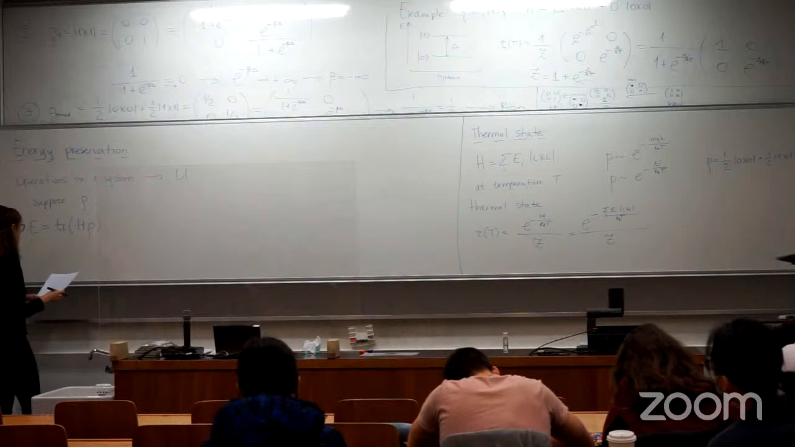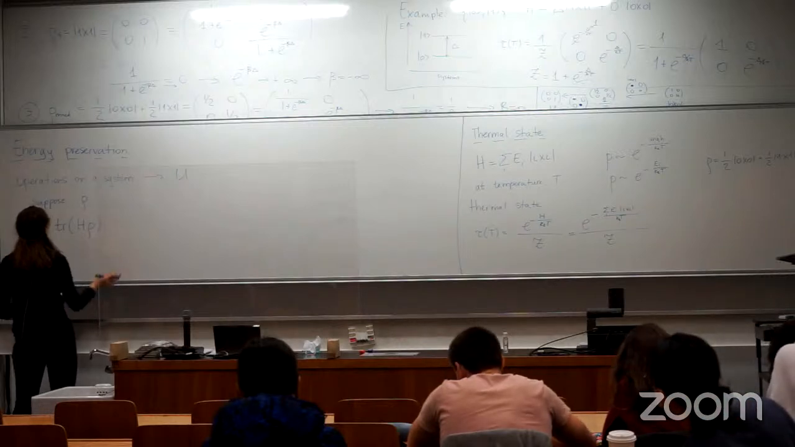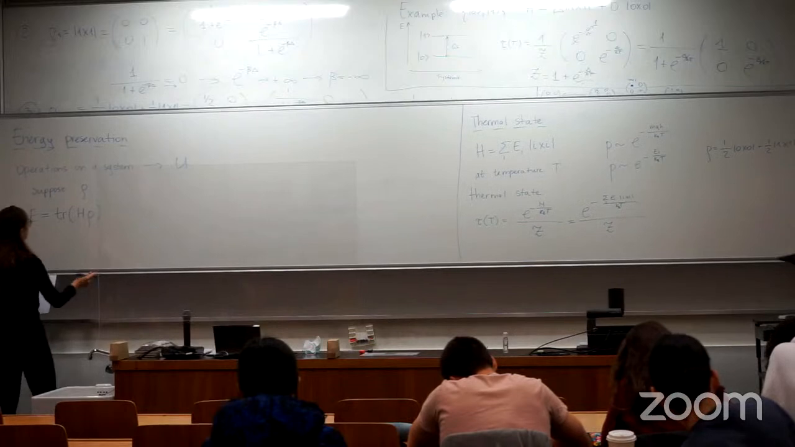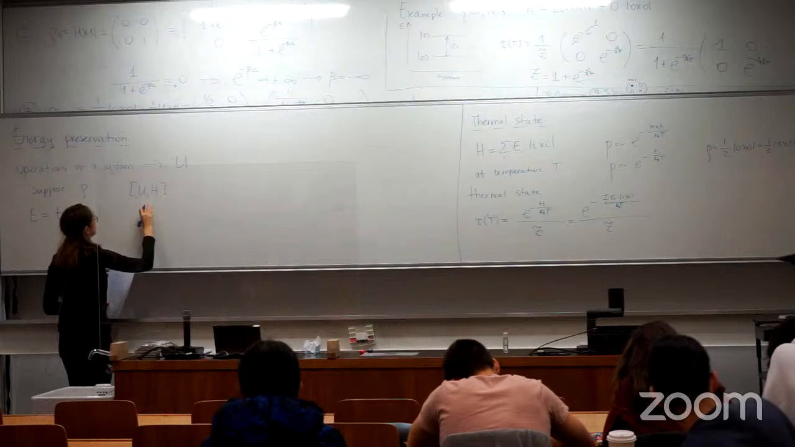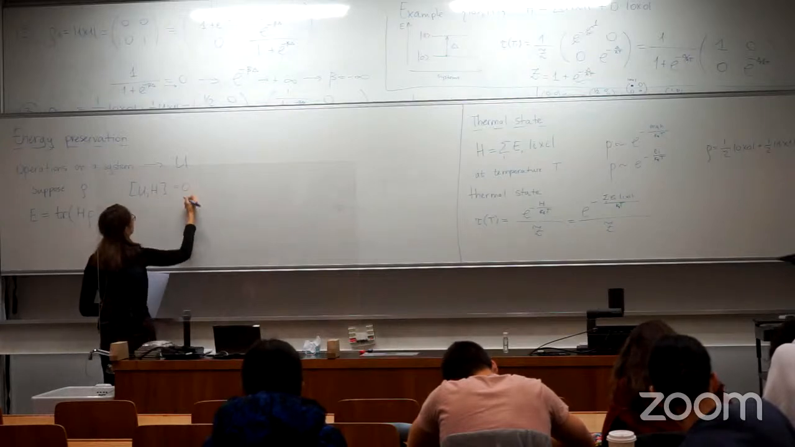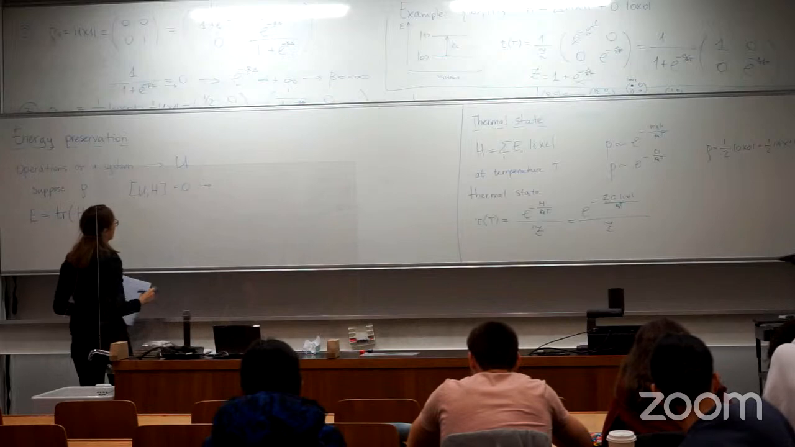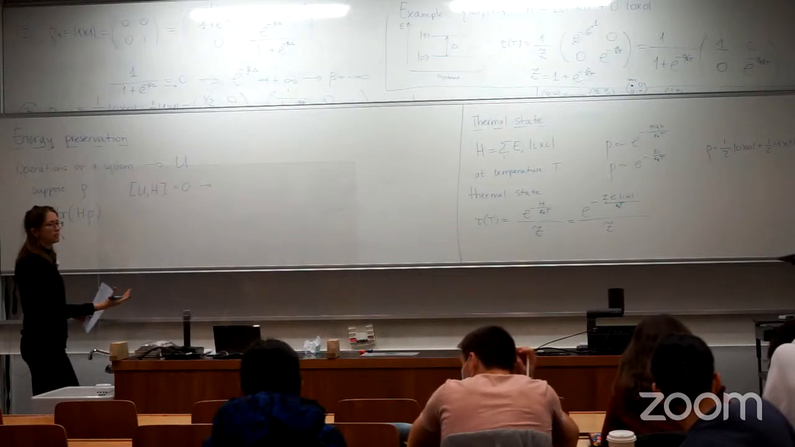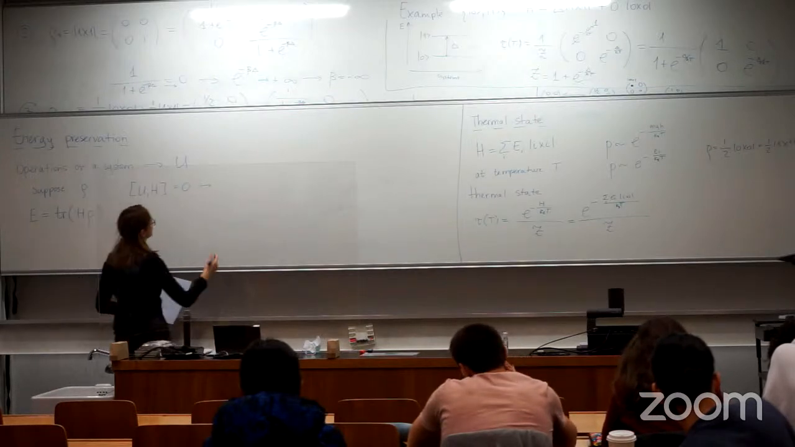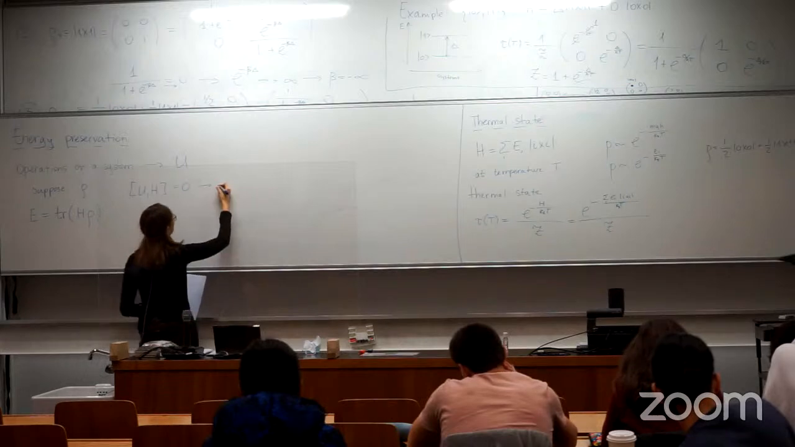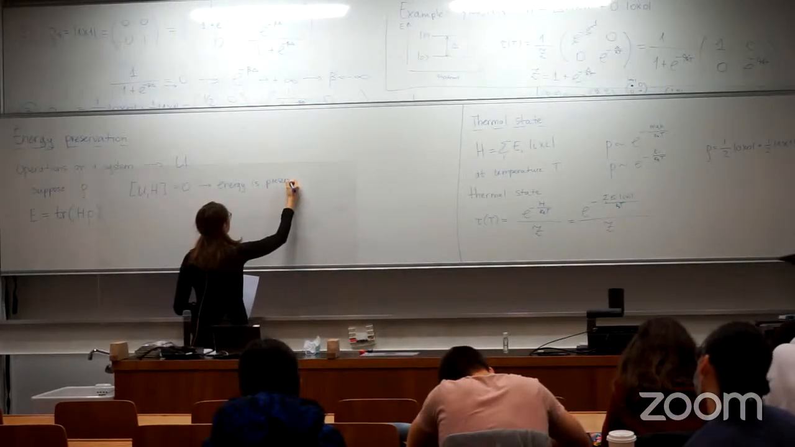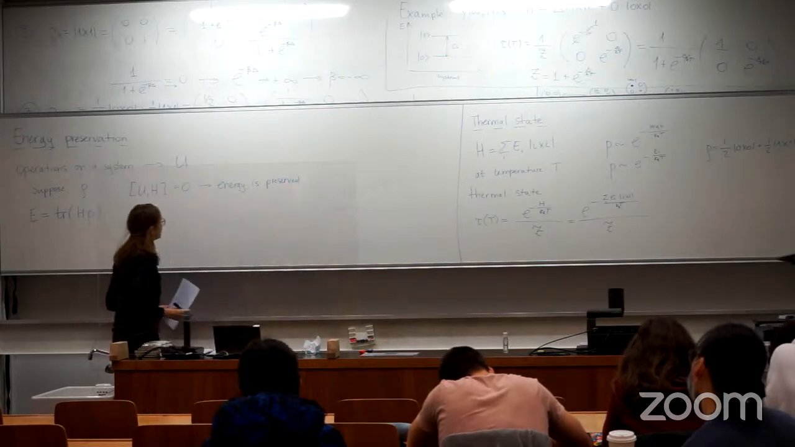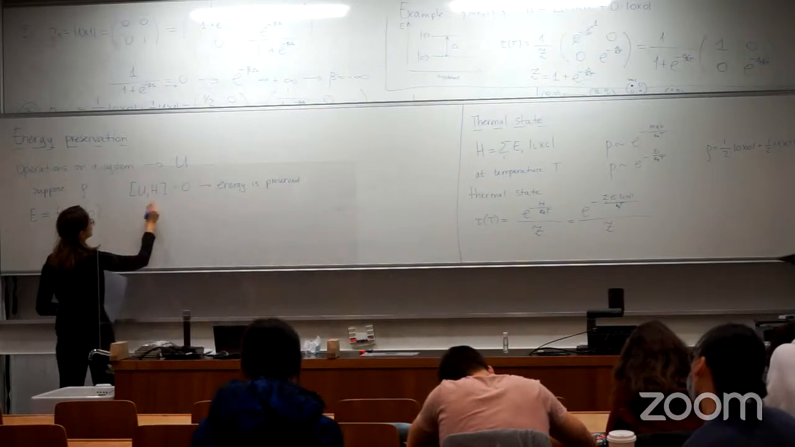So now what I claim is that if the unitary commutes with the Hamiltonian, then after I apply the unitary on the system, the energy of the system is preserved. The energy stays the same. Okay, so what does it mean that U and H commute? It means that UH equals HU.